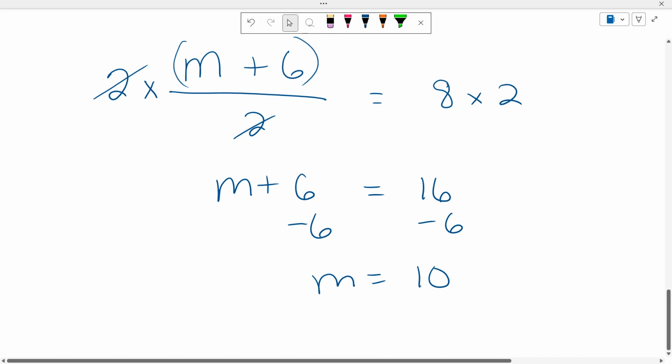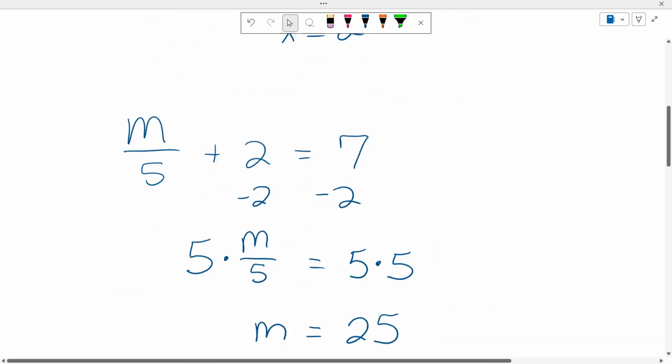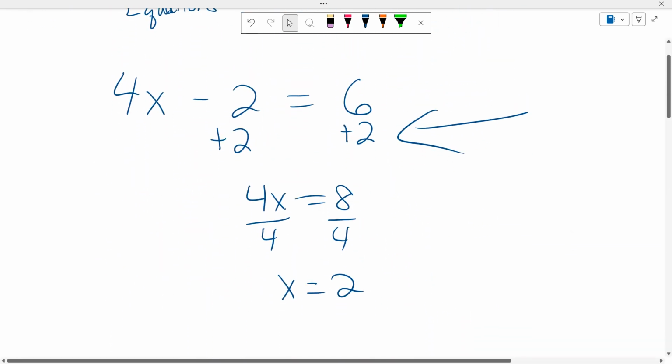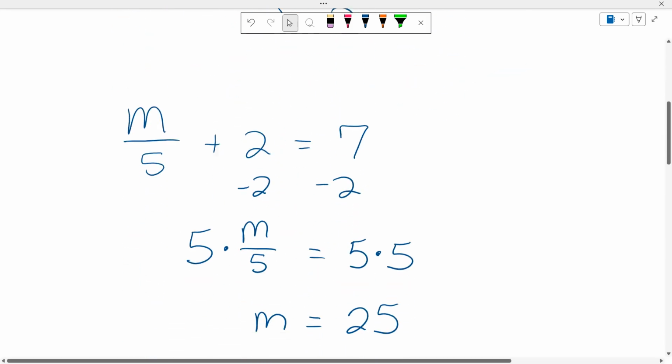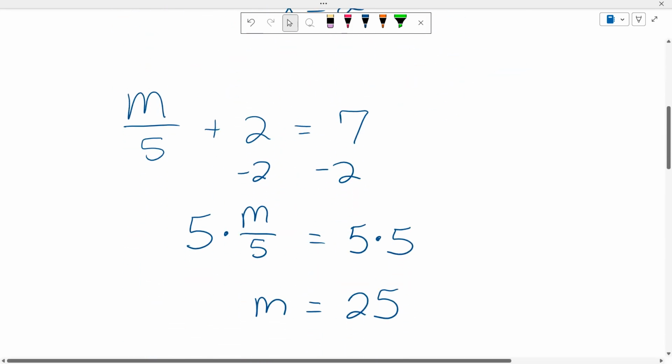All right. So, let's just look over what we've done. In the first one, I do what's least associated with the x, so I move the 2 first, then divide by 4. In the second one, it was m over 5, but these are most associated, so I have to get rid of the 2, so I subtract 2, and then I multiply each side by 5.